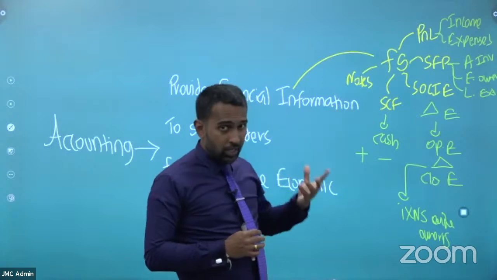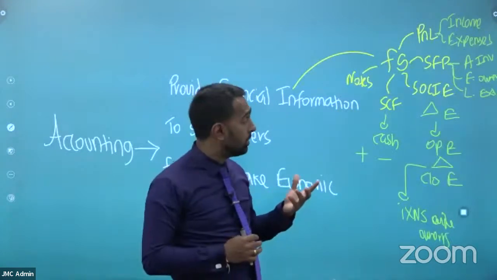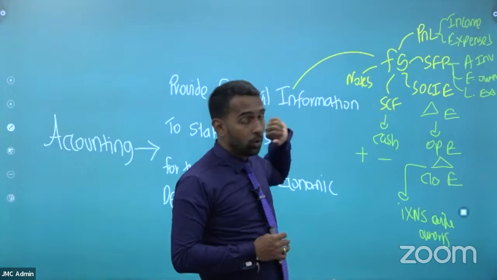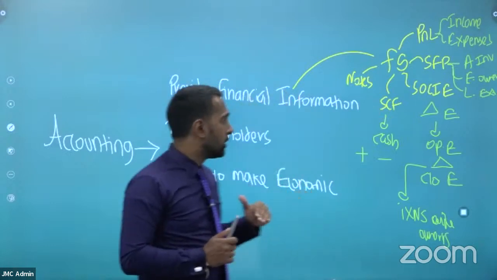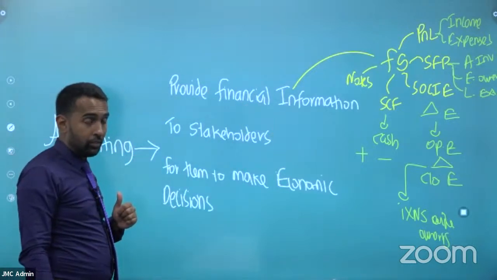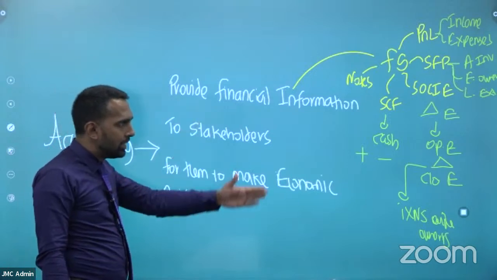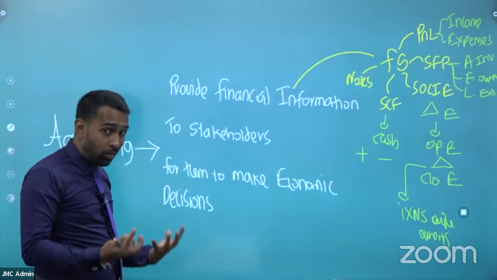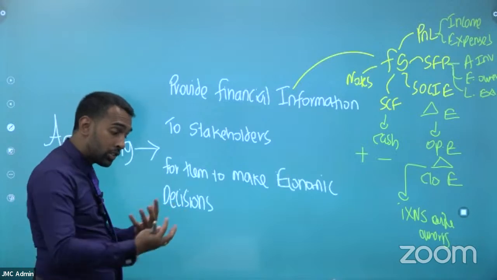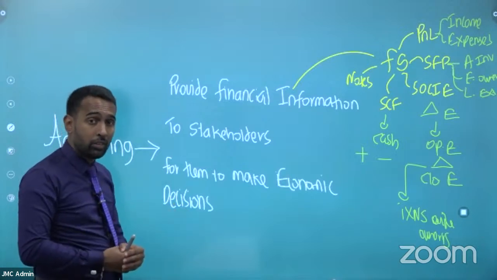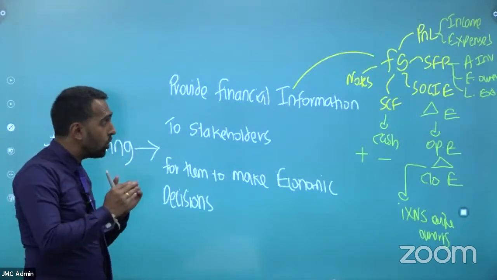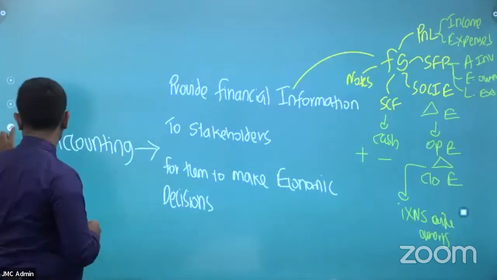And any important financial information about a business which is not provided in the P&L, SFP, SOCE, or SCF is provided through the notes, other important information, right? So in accounting, what we do is we provide financial information: your financial performance, your financial position, what has happened with the cash flows, what the transactions with the owners are, and any other important information, right? So one of the objectives of accounting is to provide this financial information.